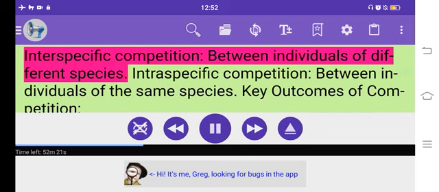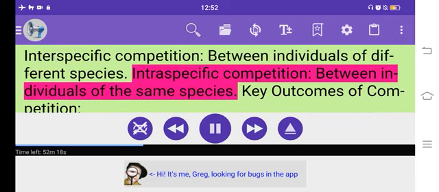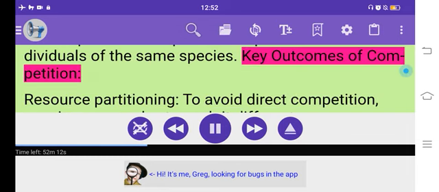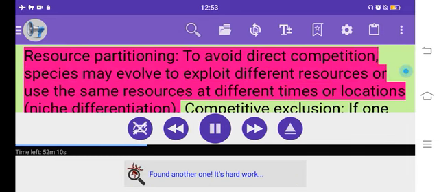Interspecific competition, between individuals of different species. Intraspecific competition, between individuals of the same species. Key outcomes of competition. Resource partitioning. To avoid direct competition, species may evolve to exploit different resources or use the same resources at different times or locations. Niche differentiation. Competitive exclusion.